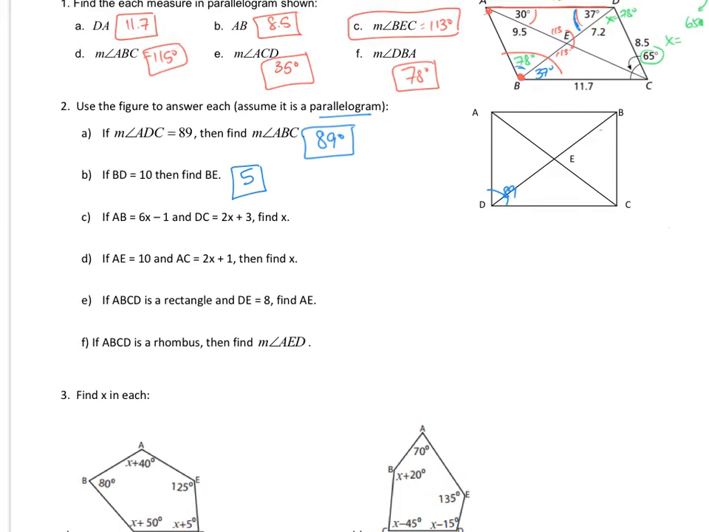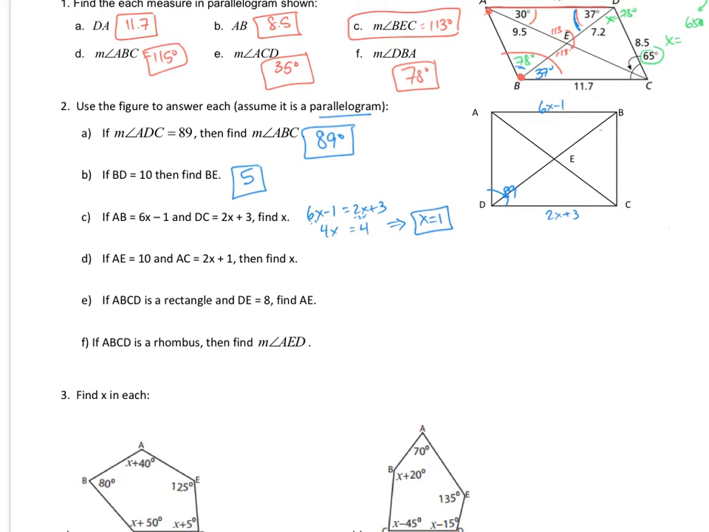If AB equals 6x minus 1, we'll write it up here, 6x minus 1. And DC is 2x plus 3. We have to find x. Well, we know that the opposite sides on a parallelogram are congruent, so I could say 6x minus 1 equals 2x plus 3. So this is 4x, subtract 2x from each side, add 1 to each side, equals 4. So x is 1. All right, next one.